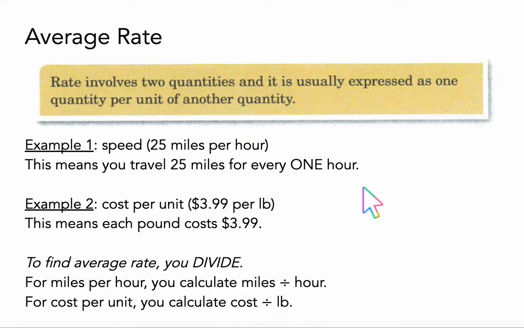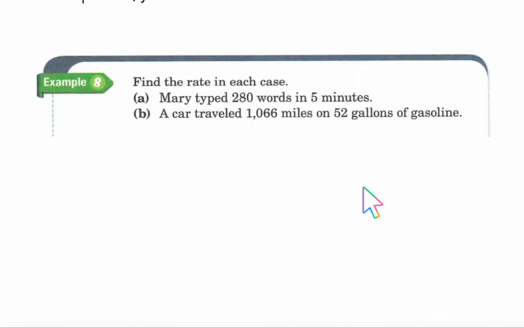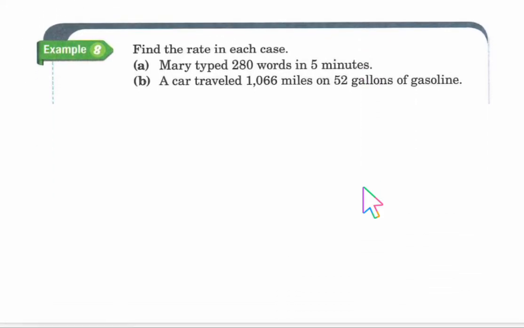Okay, so let's do some examples together. Here's our first example. Example 8 from your book. Find the rate in each case. So A, Mary typed 280 words in 5 minutes. And B, a car traveled 1,066 miles on 52 gallons of gas.